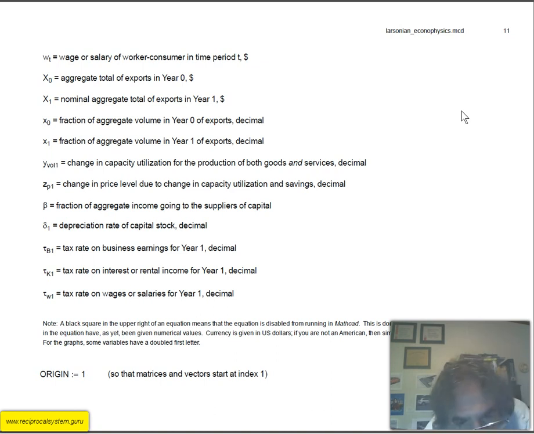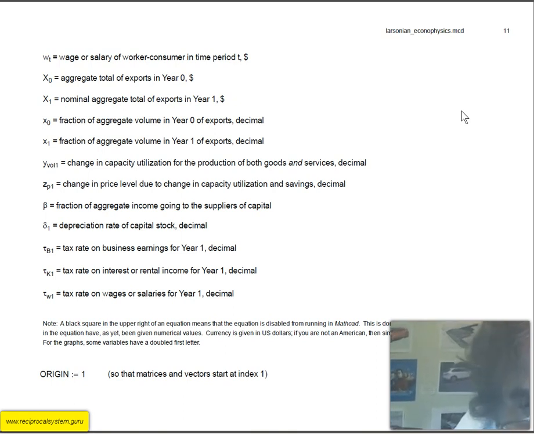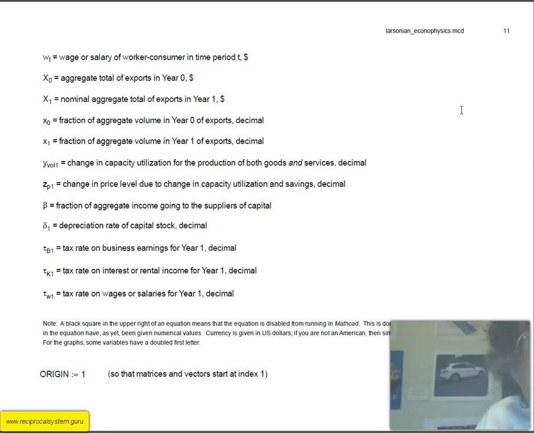Okay, just one note here. A black square in the upper right of an equation is a MathCAD feature, and means that the equation is disabled for money in MathCAD. This is dumb because not all variables in the equation have been given numerical values. Currency is given in US dollars. If you are not an American, simply substitute your own currency. Some variables have a doubled first letter, and that's for the graphs. And the origin is set to 1 so that matrices and vectors start at index 1 instead of 0.